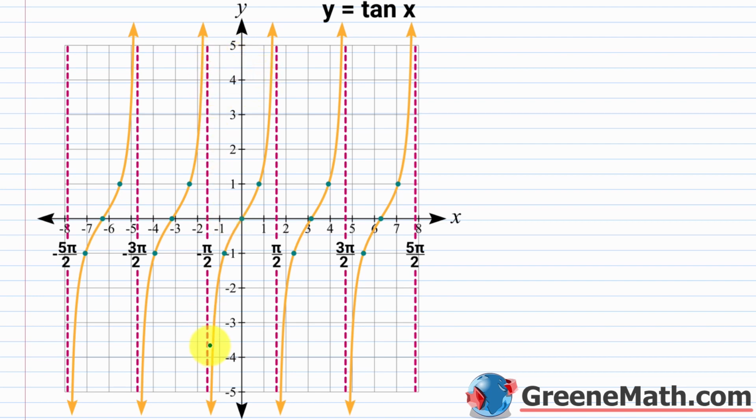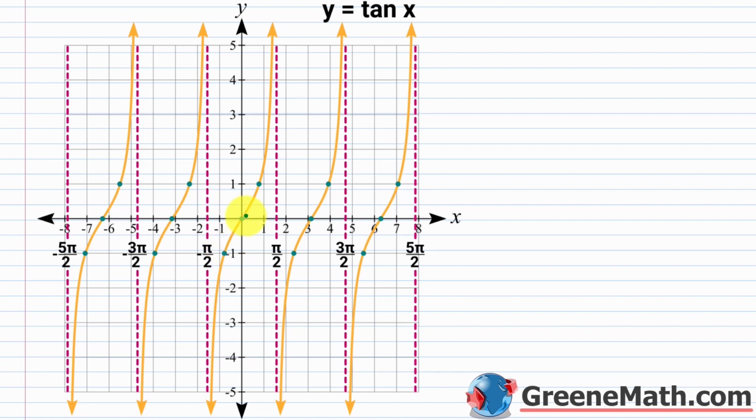So from negative pi over 2 to pi over 2, we see that we have a vertical asymptote at negative pi over 2, and then also another one at pi over 2. Those are what we call consecutive vertical asymptotes. So when you graph a variation of y equals tangent of x, you're going to first find those. I'll tell you how to do that in a moment.